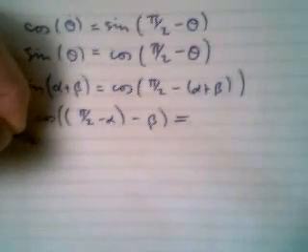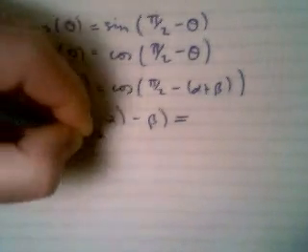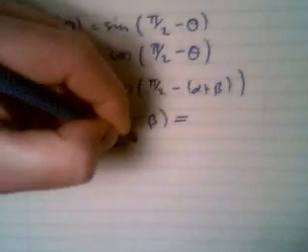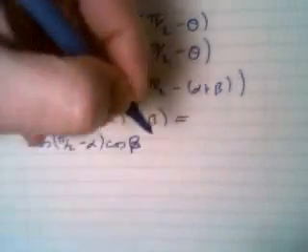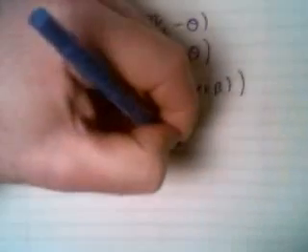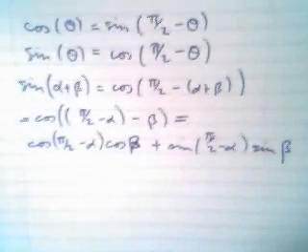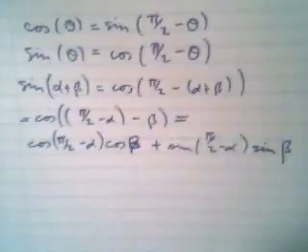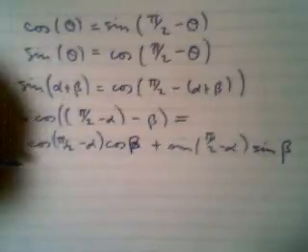Out comes the cosine of the first times the cosine of the second. That's plus or minus for cosine of the difference. It's plus, isn't it? Plus the sine of the first, sine of pi over 2 minus alpha, times the sine of beta. Now we've got values for those from those complementary angle formulas again.